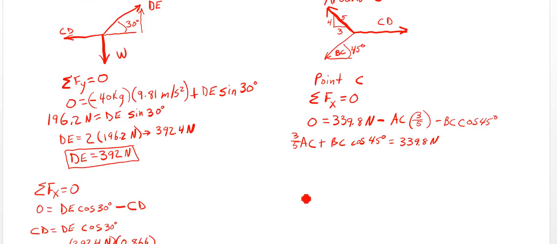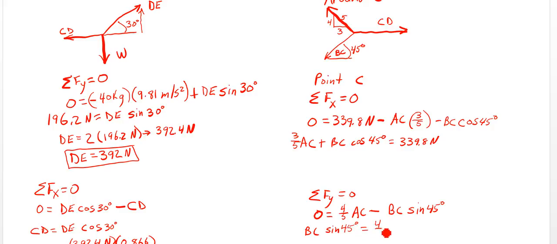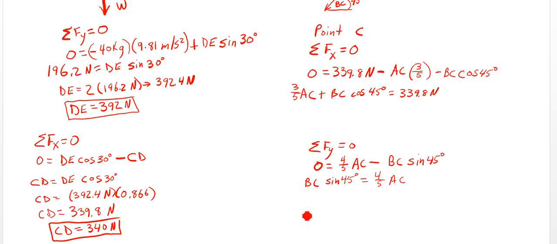Then I'll do the Y direction. The sum of the forces in the Y direction equals 0. AC has a vertical component going up, so it's going to be positive. BC is going down generally, so that's going to be a negative. So we're going to have 0 equals 4/5 AC, right? There's our 4, there's our 5, so 4/5 AC is the positive Y component. And then we're going to have negative BC sine of 45. So BC sine 45 equals 4/5 AC. We'll just solve for AC in terms of BC here.